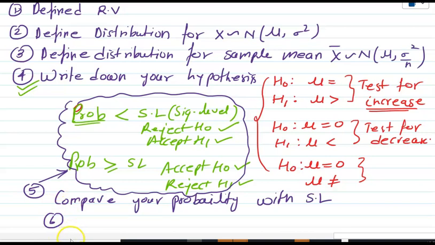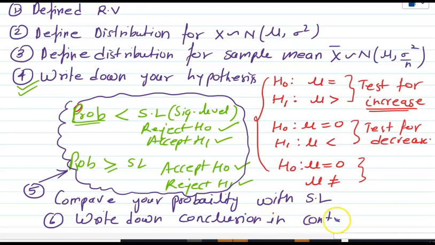You need to write down the statement conclusion in context. What is the conclusion? You need to write down the conclusion in context. Okay, these are the 6 steps which we are going to follow when we are using hypothesis testing in normal distribution. Is that okay?